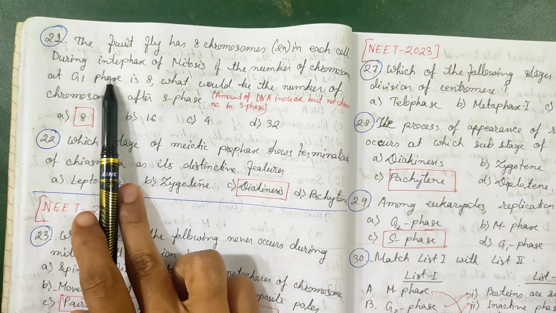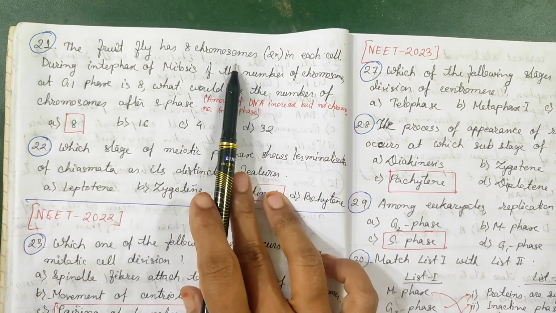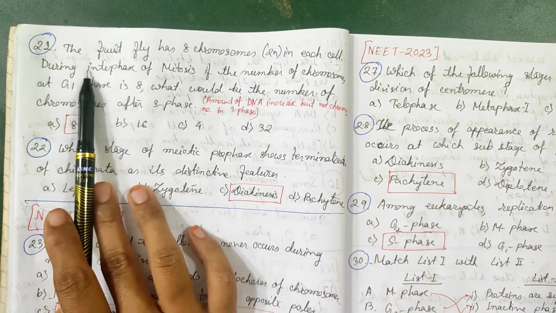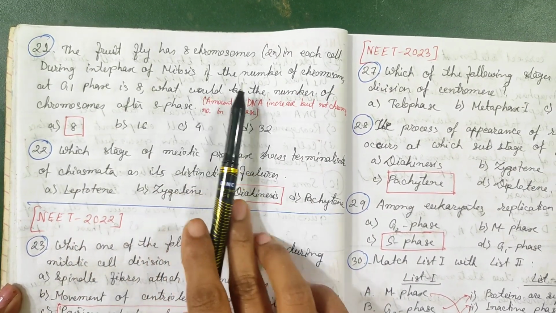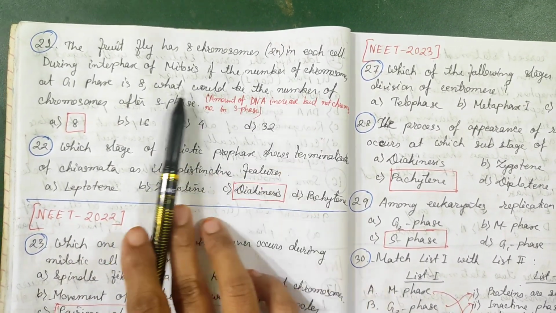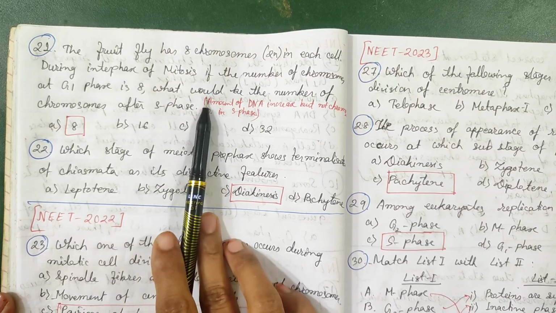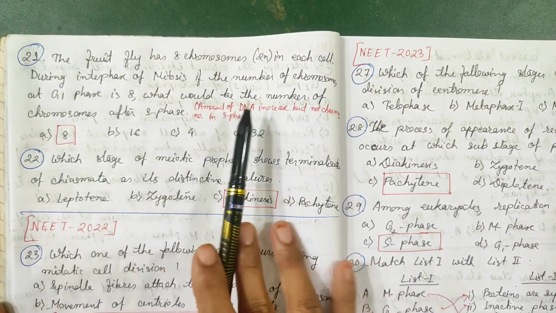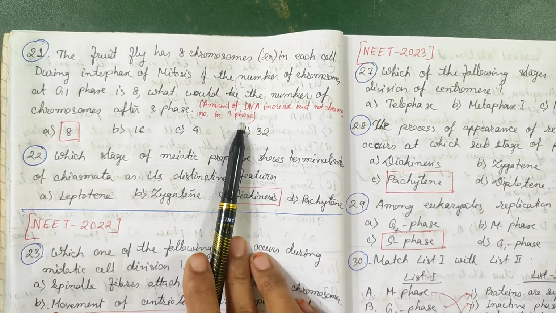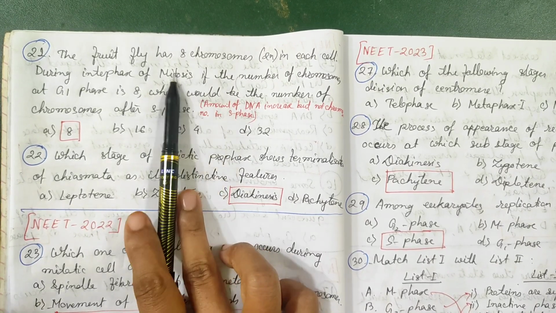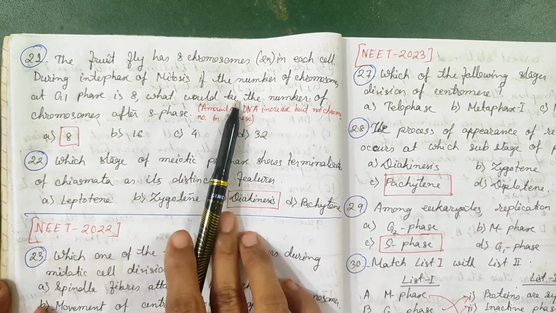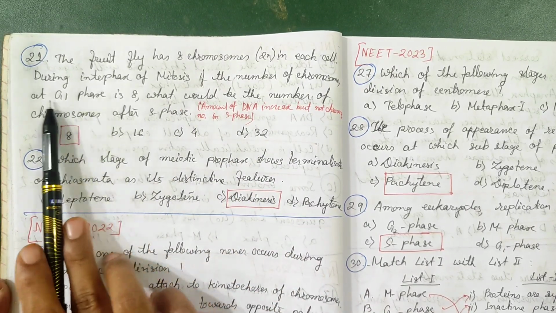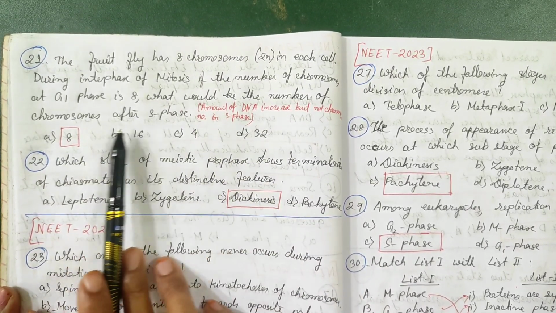Next question, 21: the fruit fly has 8 chromosomes, that means 2n in each cell. During interphase of mitosis, if the number of chromosomes at G1 phase is 8, what would be the number of chromosomes after S phase? Remember, it is actually the amount of DNA that increases in this phase. The number of chromosomes does not increase, only the amount of DNA increases. That's why the number of chromosomes is the same in G1 and S phase, meaning 8.